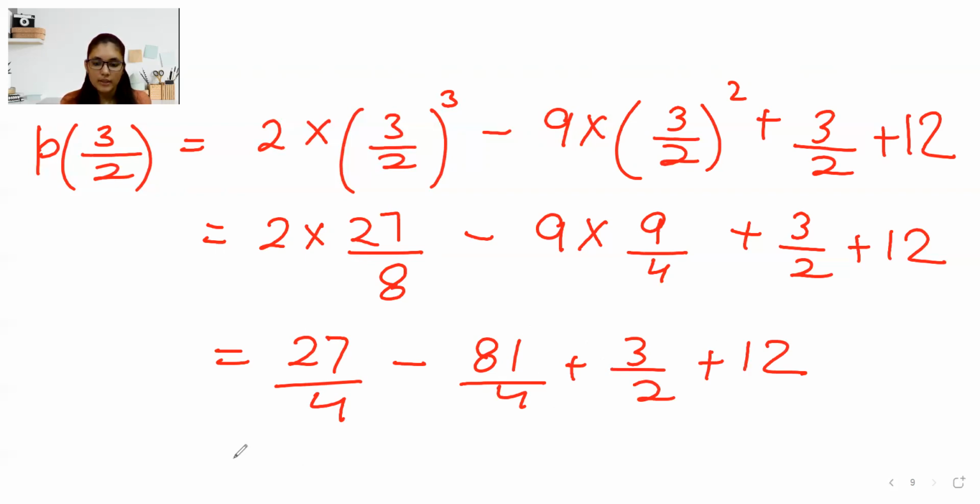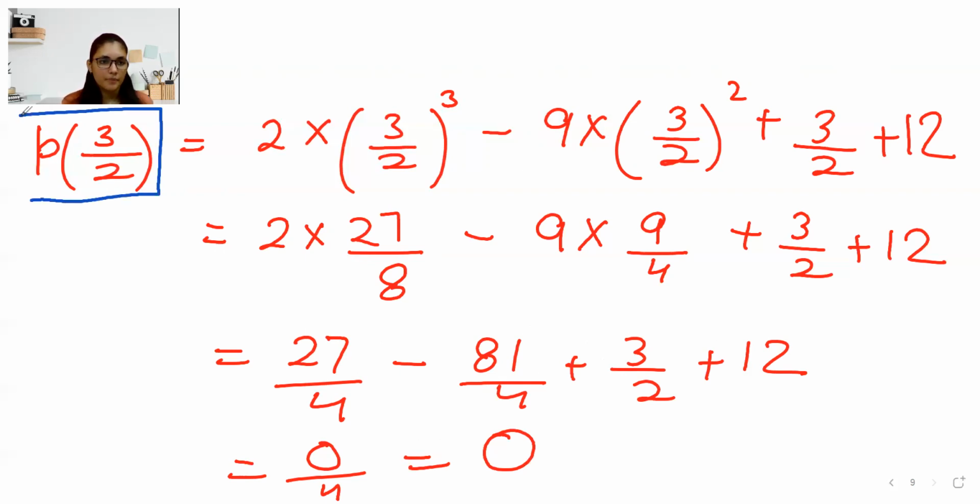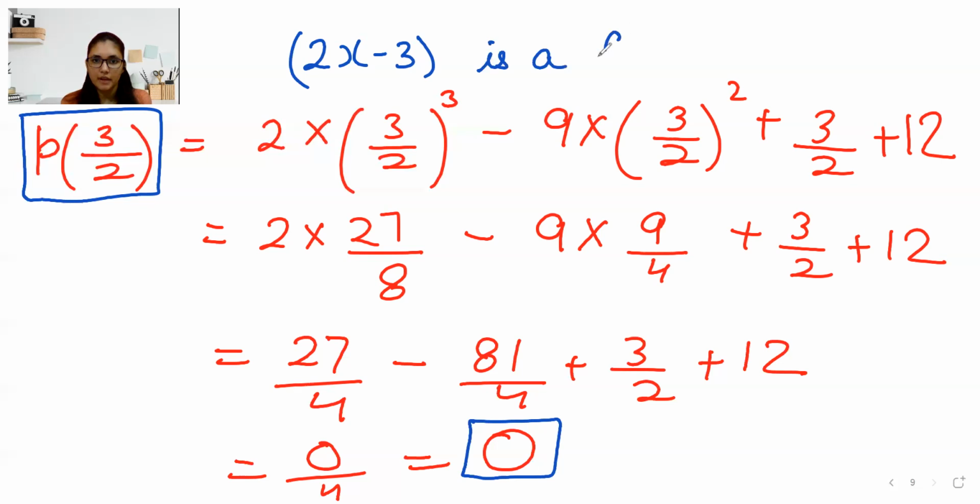Now you can take the LCM. When you take the LCM, you will get 0 over 4, which equals 0. So see, the value of the polynomial at x equals 3 by 2 is coming out to be 0. This means that 2x minus 3 is a factor of the polynomial p of x.